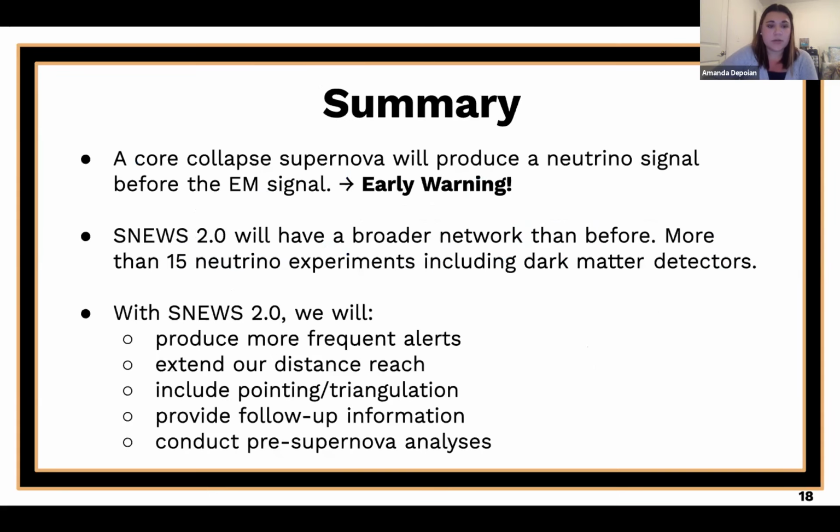So in summary, a core collapse supernova will produce a neutrino signal before the E&M signal. So we want to have this early warning to prepare everybody. SNEWS 2 will have a broader network than before. We have more than 15 neutrino experiments that are including dark matter detectors. So we can do a lot of improved triangulation and pointing with even more experiments. And then overall with SNEWS, we will produce more frequent alerts, extend our distance reach, include pointing and triangulation, follow up with information, and then conduct pre-supernova analyses.